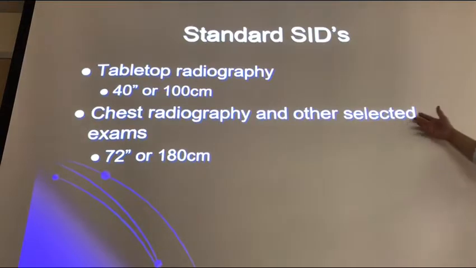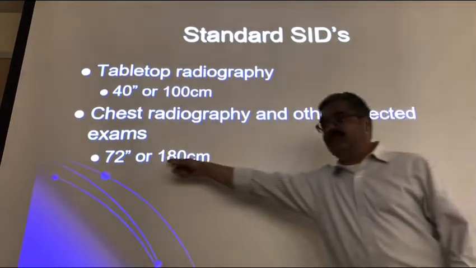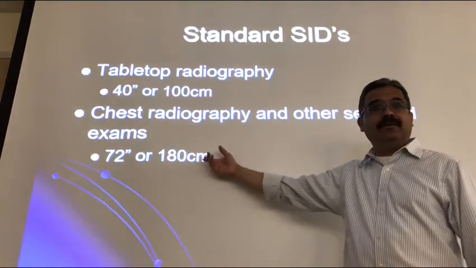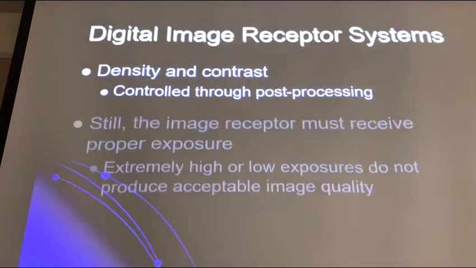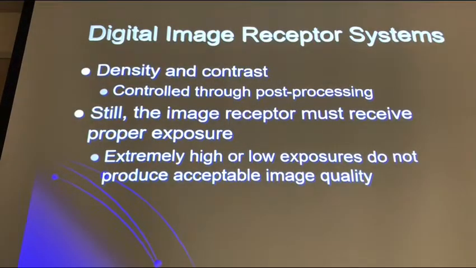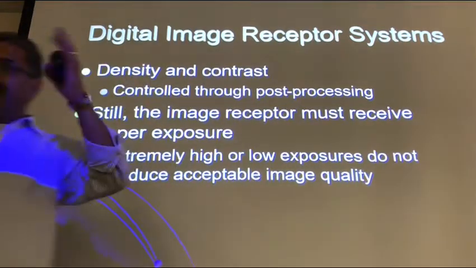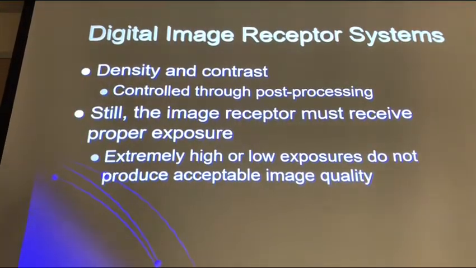Chest radiography and other selected exams, 72 inches, approximately 180 centimeters. Are we good? Density and contrast control through post-processing too, especially with digital systems. So it is the algorithms that you use, the formulas that you use, and how they are applied. That's really what gives you the density.